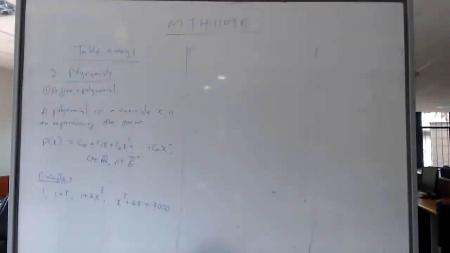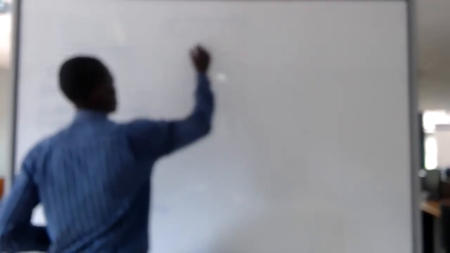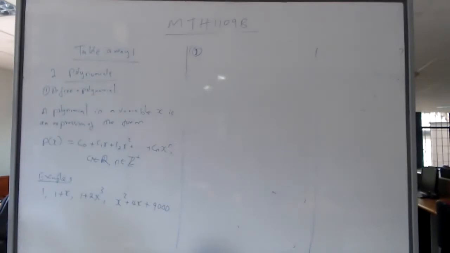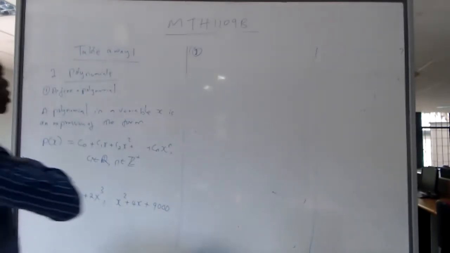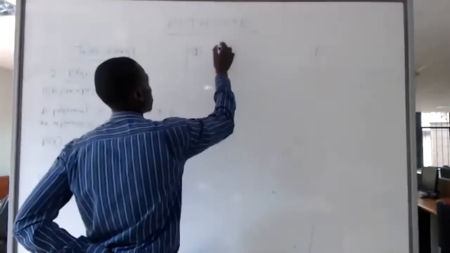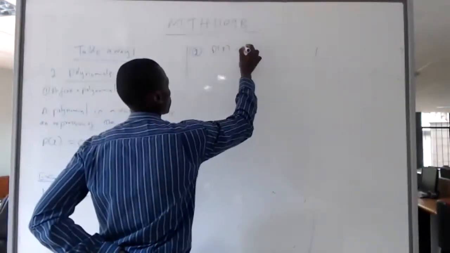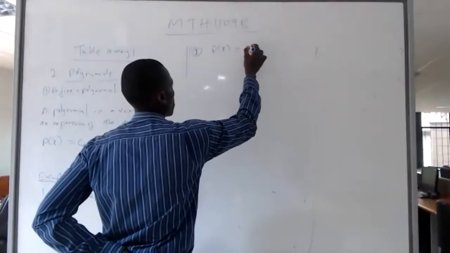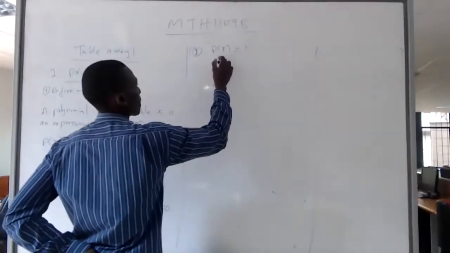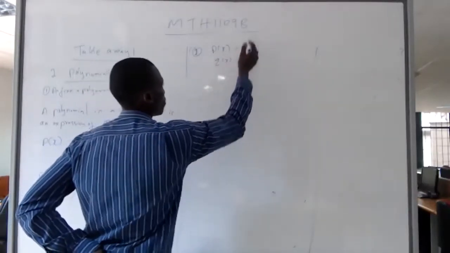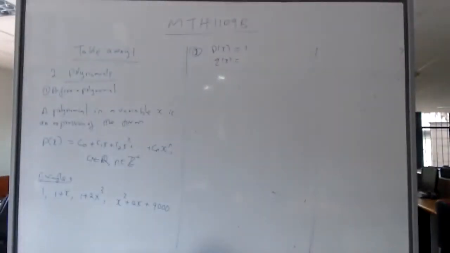What was the next part? I guess it was on operations. So you must have been given some polynomials. Which polynomials were you given to perform operations on?